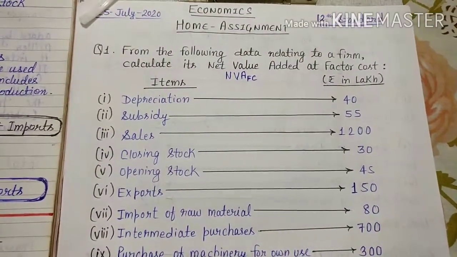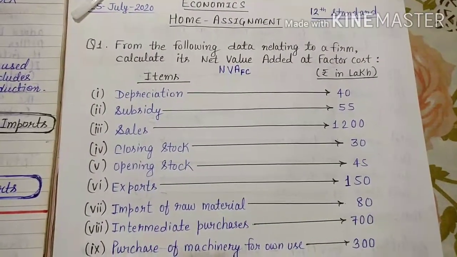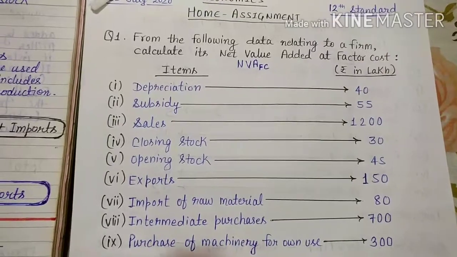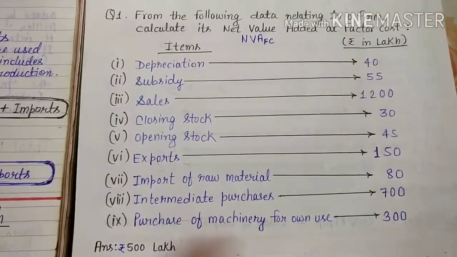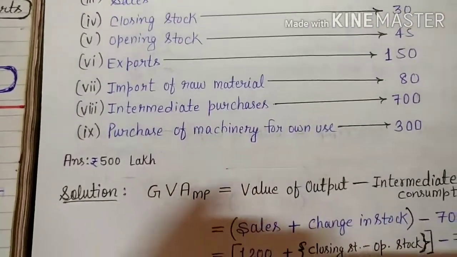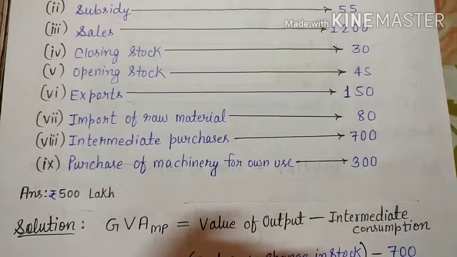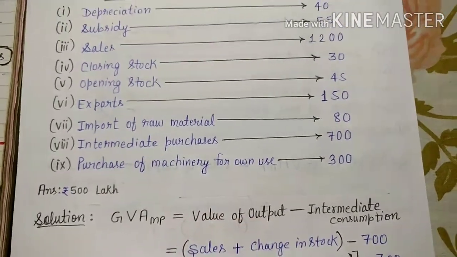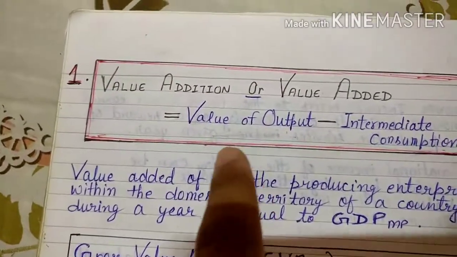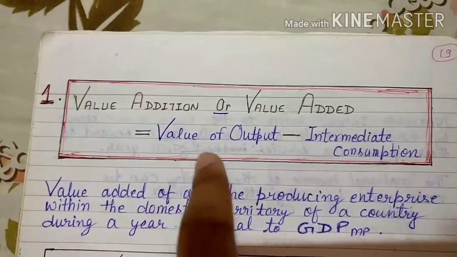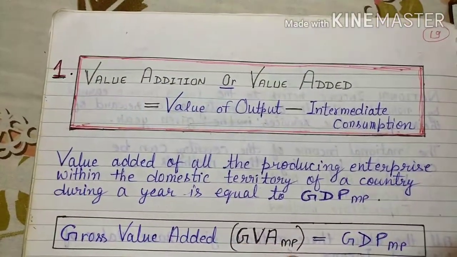So first of all, we have to find GVA at MP, or you can say GDP at MP, by using our value added method. Our value added method says, if you remember, that the formula is what? Value of output minus intermediate consumption. Now if you remember, I have explained this one, value addition, or you can say GDP at MP. By using this formula we are finding what? GDP at MP, or you can say GVA at MP.